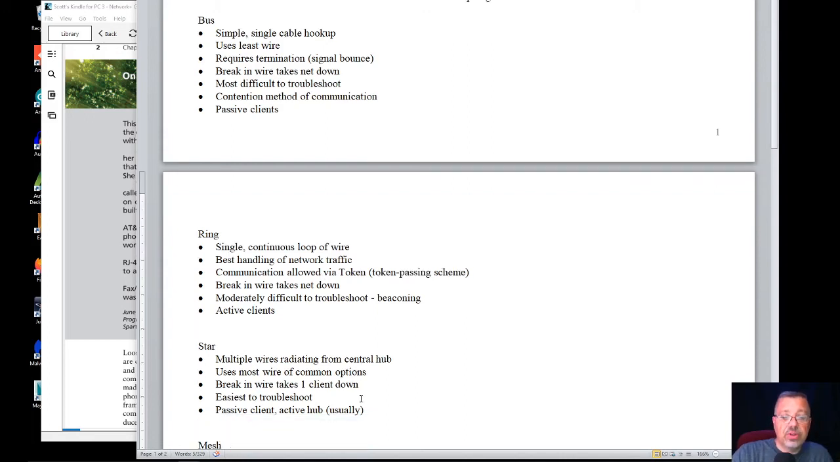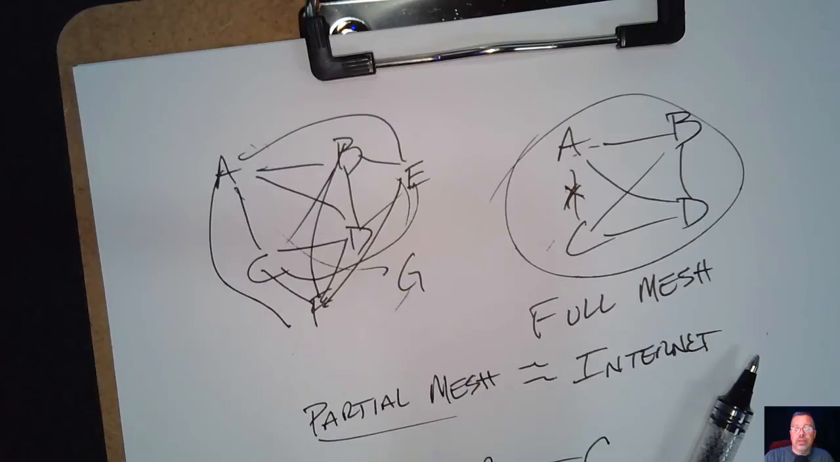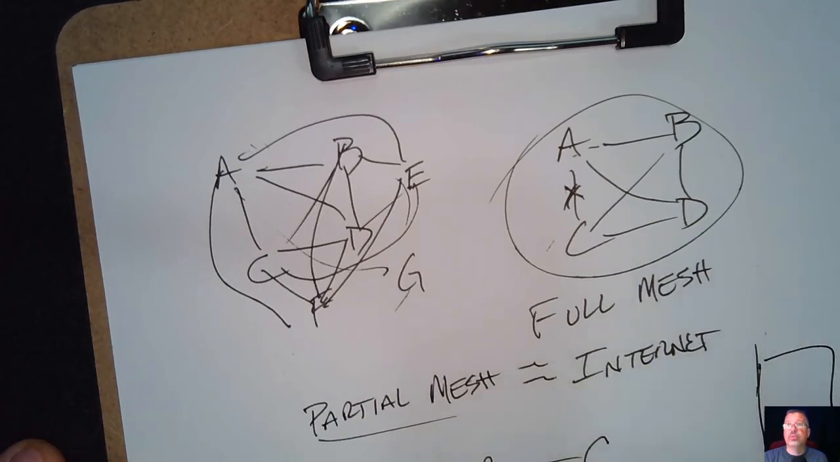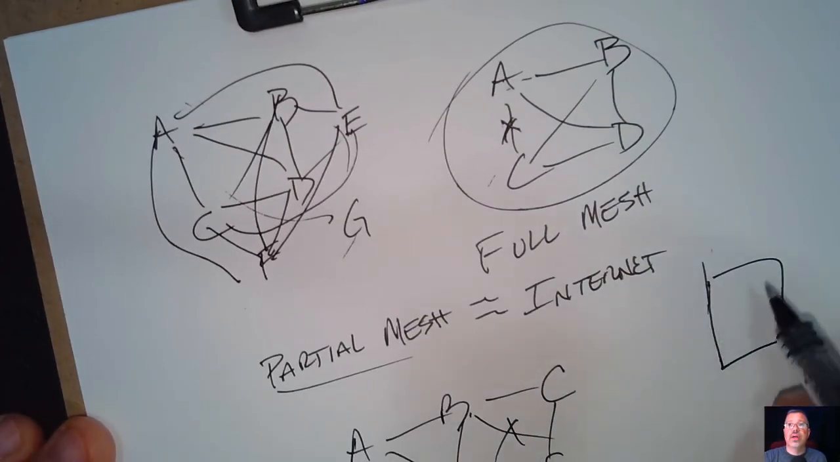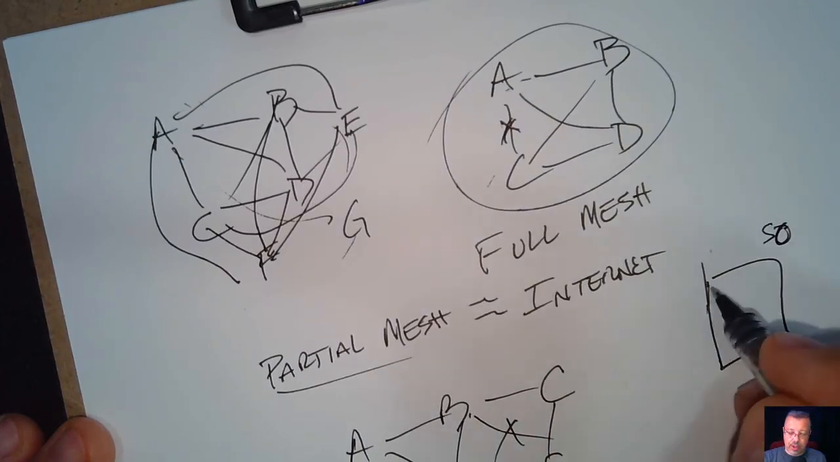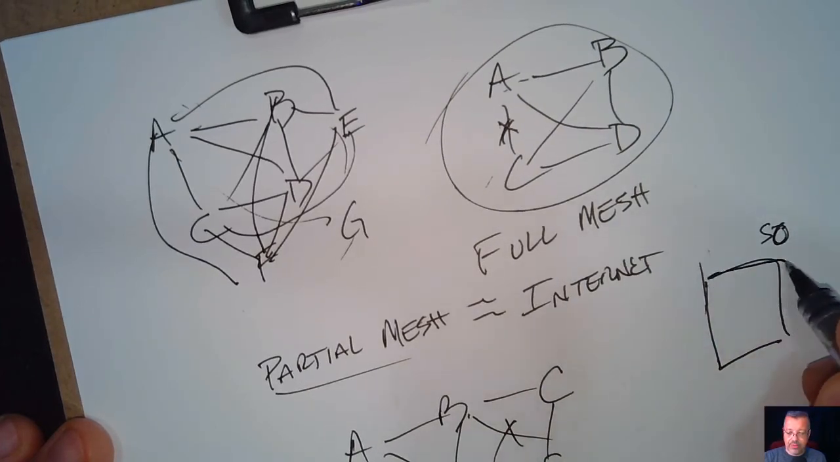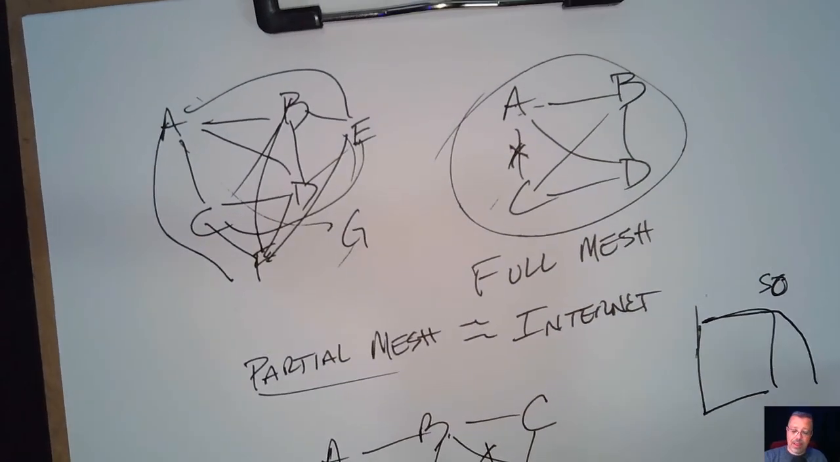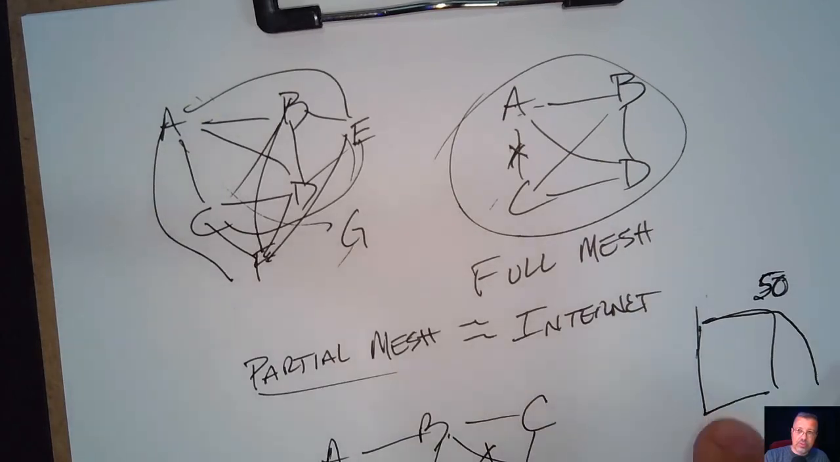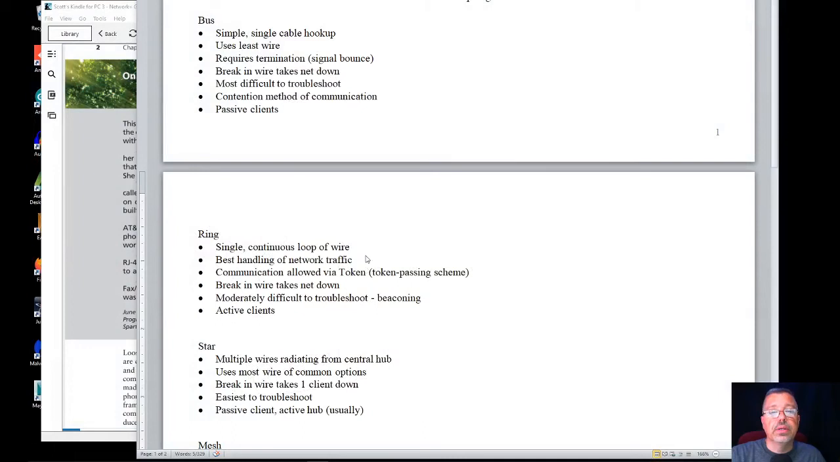Star does not, because star still has that drop off at 50 machines. So even in star Ethernet, we still have that 50 machine drop off, although it didn't drop off as precipitously as that. And I said we use switches to reduce the collision domains, and that takes care of that, but it still is an issue.